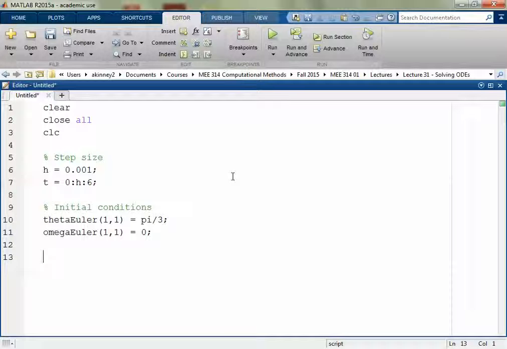And then there's a couple other things because we have some physical parameters for this problem. We need to establish the length of the pendulum L and g, our acceleration due to gravity. So we're going to define those parameters here. We'll say L is equal to 2 and g is equal to 9.81.